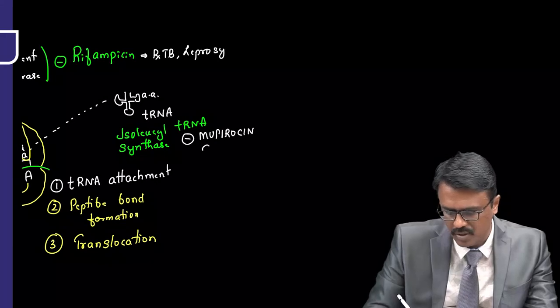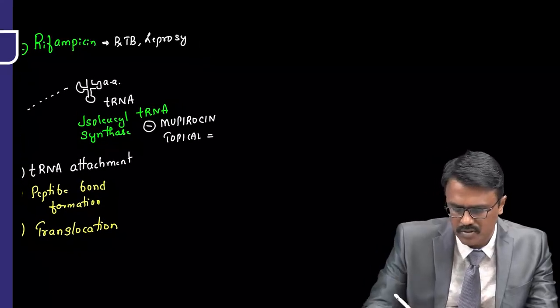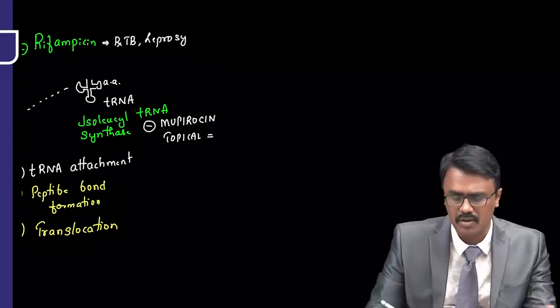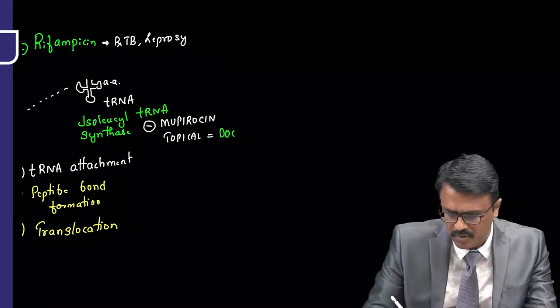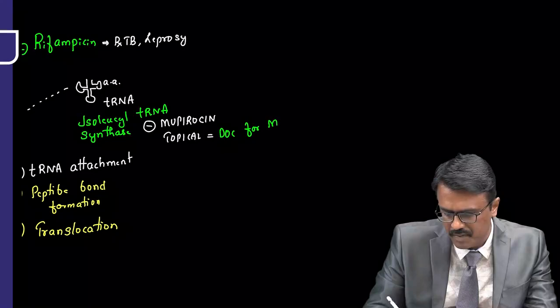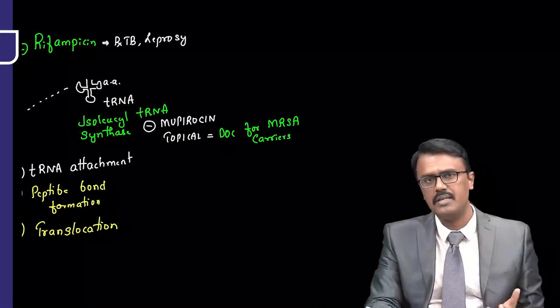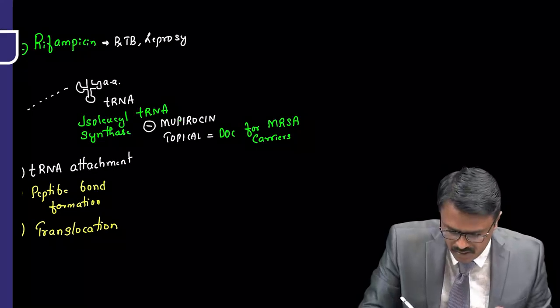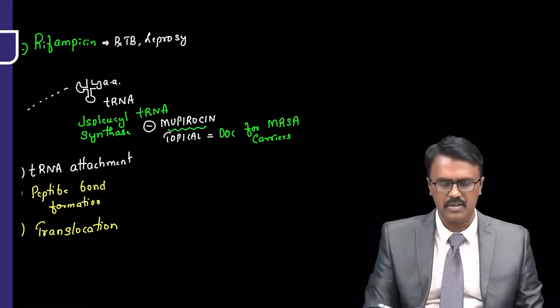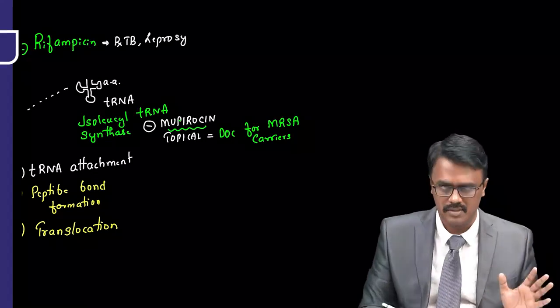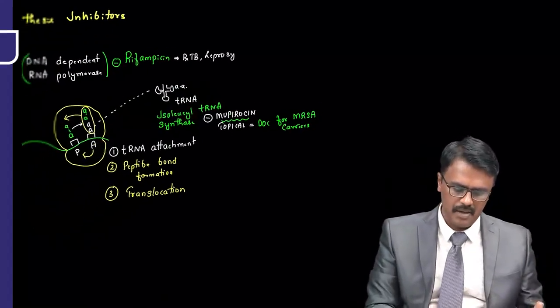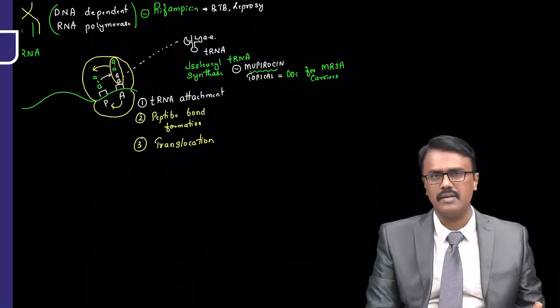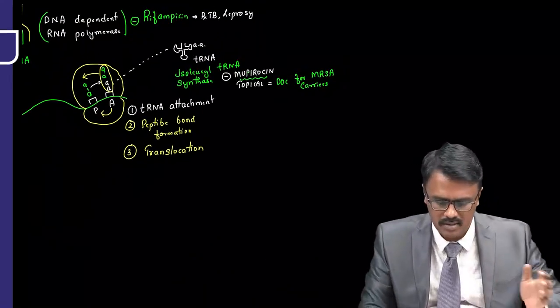Clear? Now, the drug which inhibits the isoleucyl tRNA synthase is called mupirocin. Now mupirocin is used topically, for skin and soft tissue infections, and it's also the drug of choice for a very important condition, MRSA carrier states. To remove the carrier state, the drug of choice is mupirocin, and that is its mechanism of action. It inhibits isoleucyl tRNA synthase. Very important.